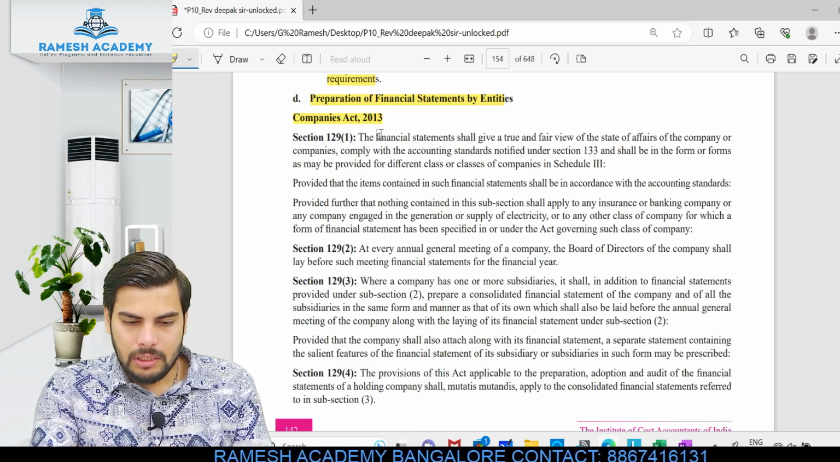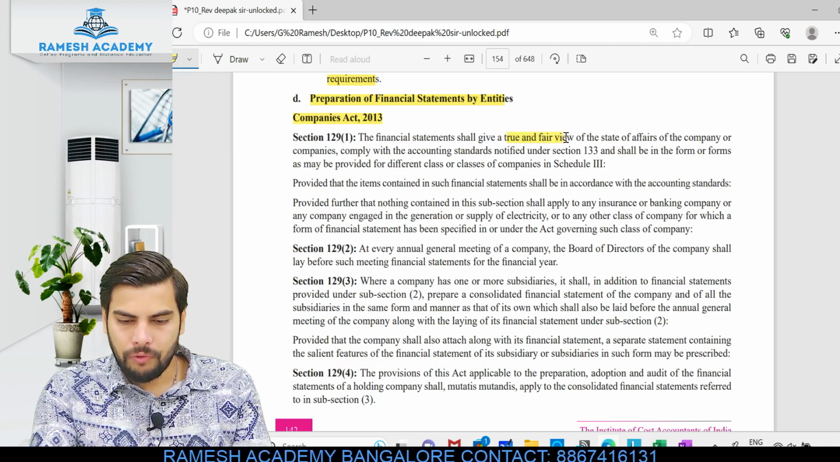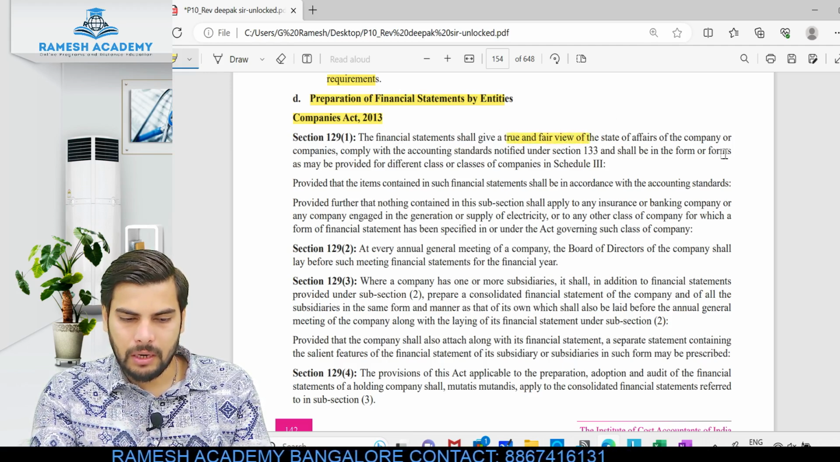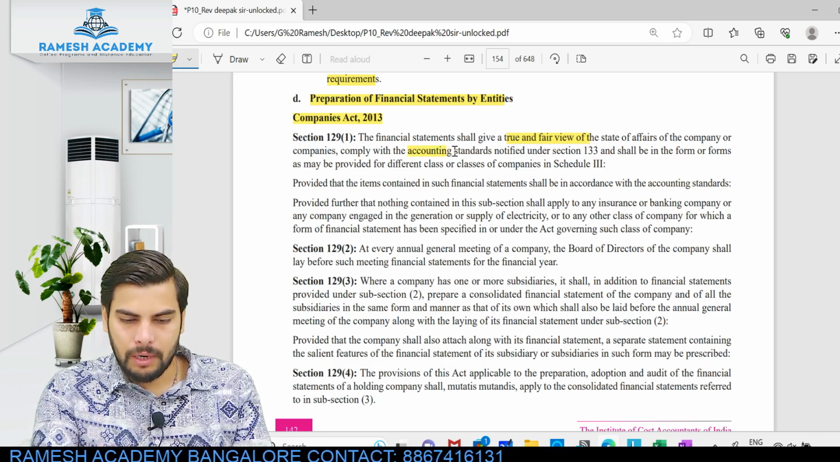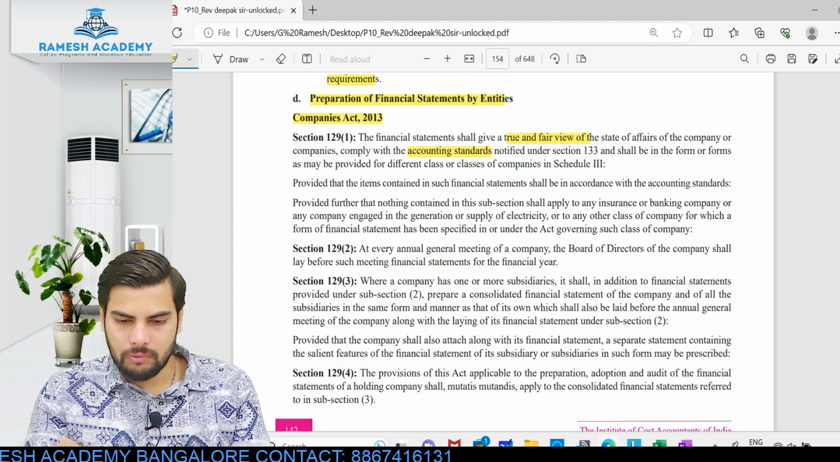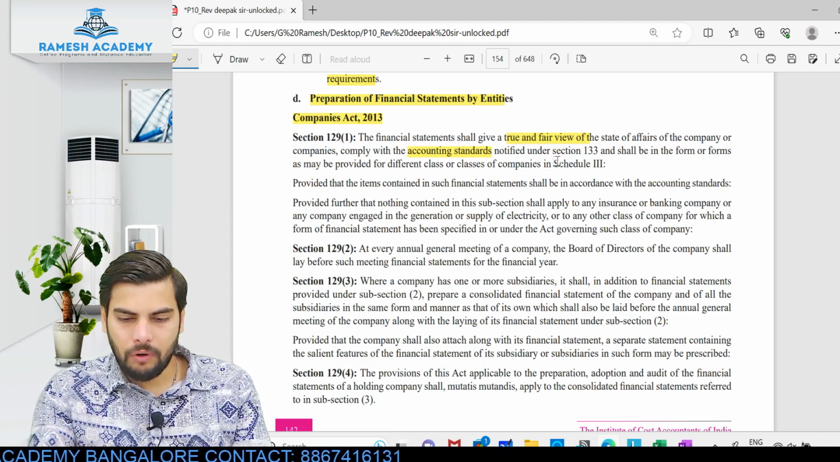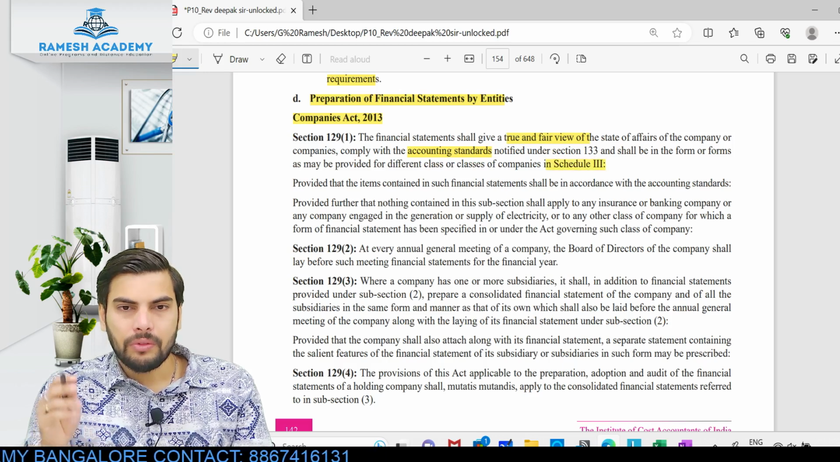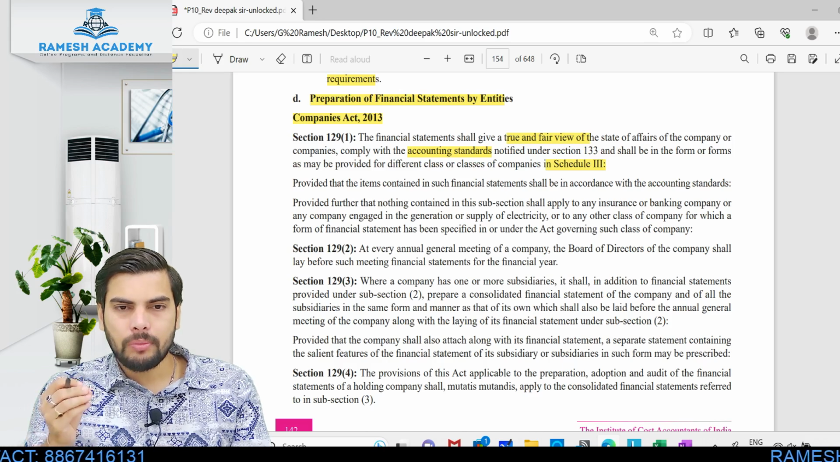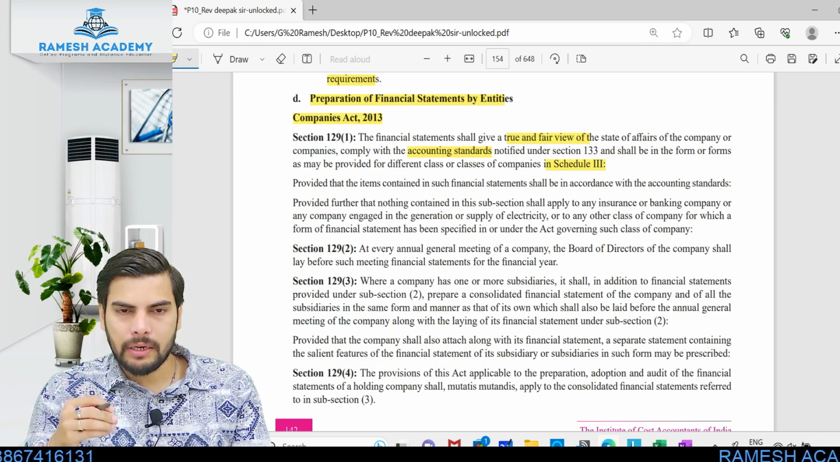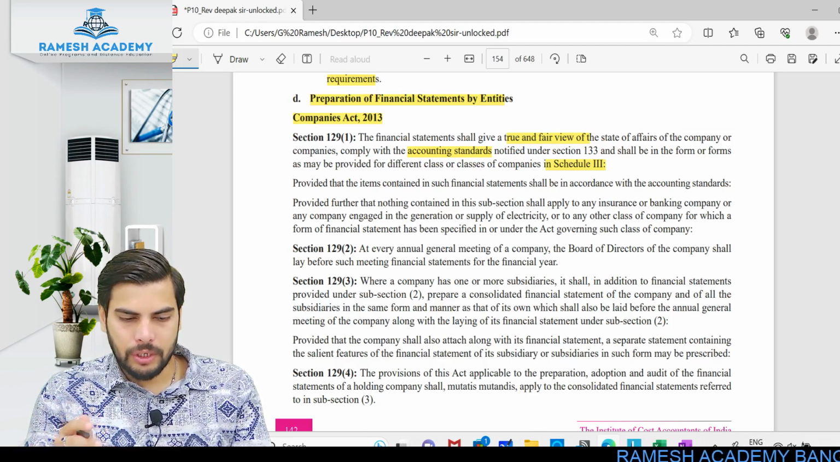The financial statement shall give a true and fair view of the state of affairs of the company or companies, comply with the accounting standard notified under section 133 and shall be in the format of schedule 3. So when it comes to section 129 subsection 1, three things it is telling. Financial statement should show a true and fair picture, it should be prepared in accordance with accounting standard, and it has to be prepared as per the format prescribed in schedule 3.